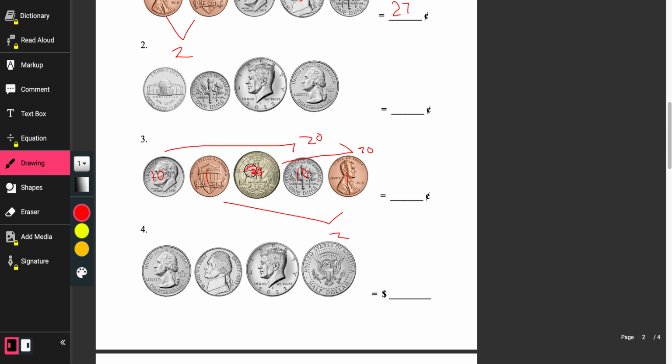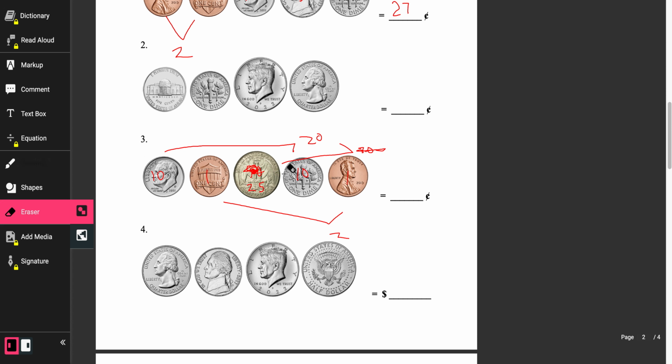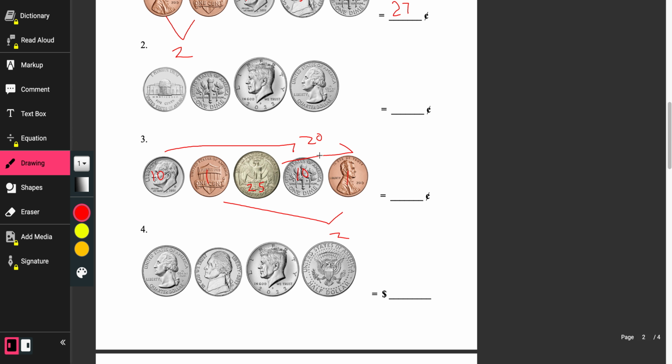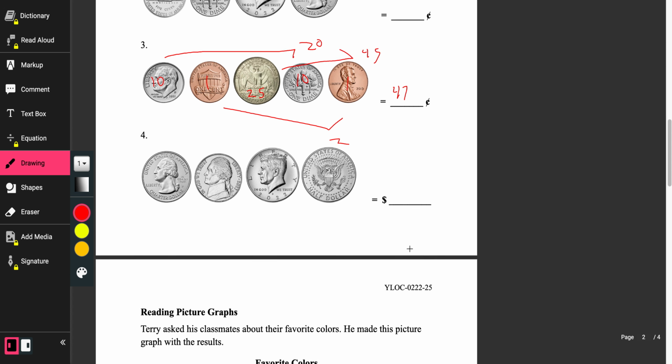Sorry. This is not a half a dollar. This is actually a quarter. I looked at this wrong, guys. So the answer for this one is going to be 20 plus 25, so that's 45, and 45 plus 2, that's 47. So voila, there you have it for number 3, 47 cents.